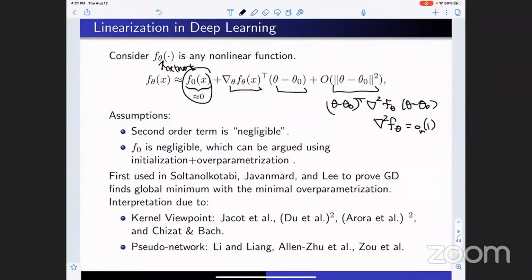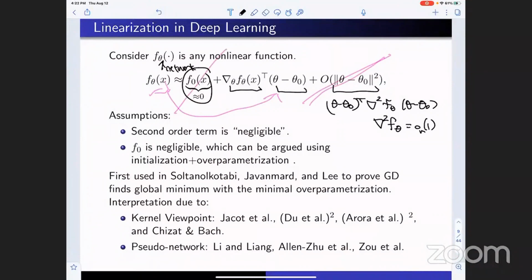Okay, so if the second term were negligible, then what we would have is that f theta is now linear in theta, right? This term here is linear in theta. And suddenly you've reduced deep learning to a linear function. If you can use overparameterization to kill this and this one, then suddenly you've just got a linear function. The important thing is killing the second term. The first term is not dependent on theta, so it doesn't affect optimization anyway.